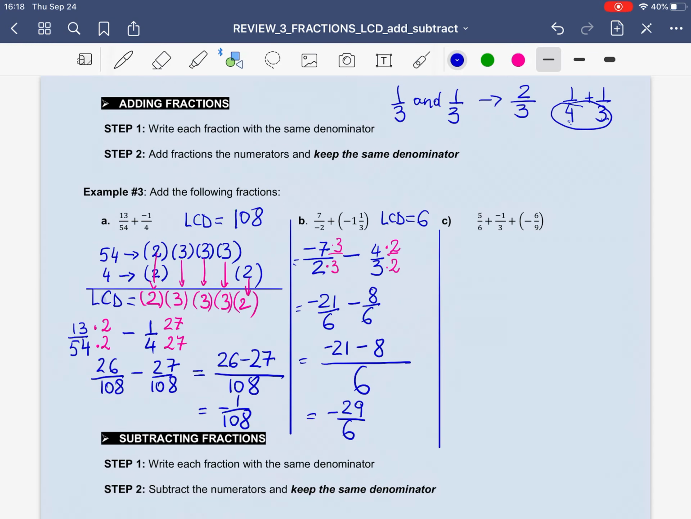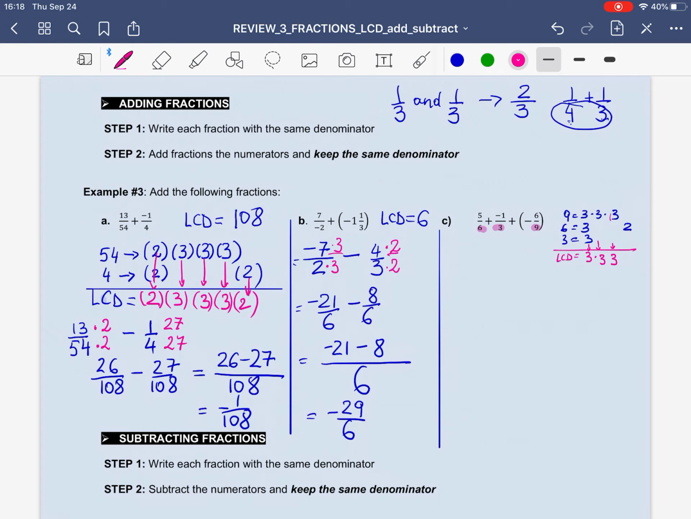Now the next example, we have 3 fractions. The denominators are 6, 3, and 9. So for number 9, we can say we have 3 times 3 times 3. For number 6, we have 3 times 2. Number 3 has simply 3. So the lowest common denominator would be 3. So these 3's here, times 3 times 3.